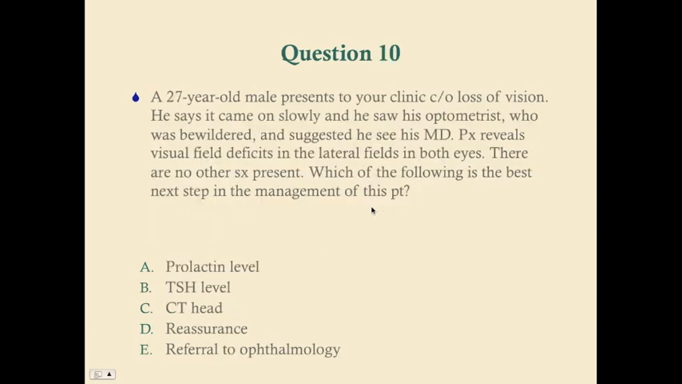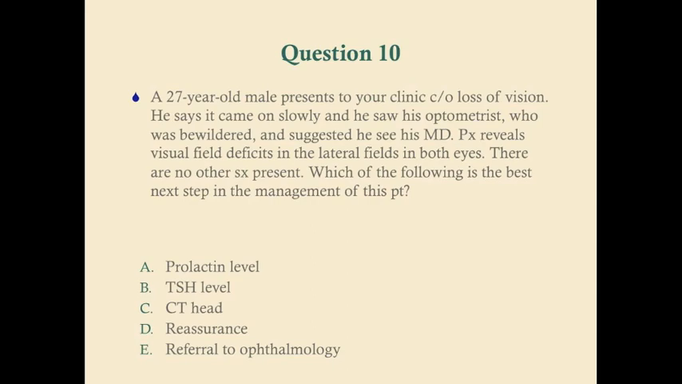Okay, question 10. A 27-year-old male presents to your clinic complaining of loss of vision. He says it came on slowly, and he saw his optometrist, who was bewildered and suggested he see his MD. Physical exam reveals visual field deficits in the lateral fields in both eyes. There are no other symptoms present. Which of the following is the best next step in the management of this patient? A, prolactin level, B, TSH, C, a CT of the head, D, reassurance, or E, referral to ophthalmology.